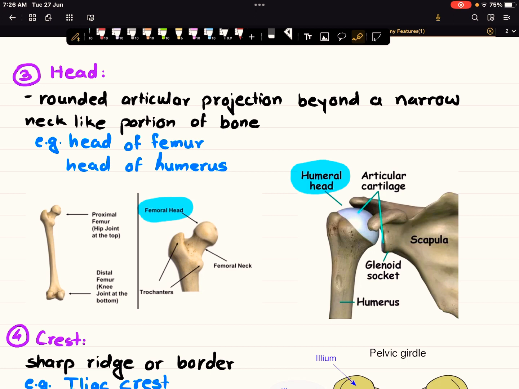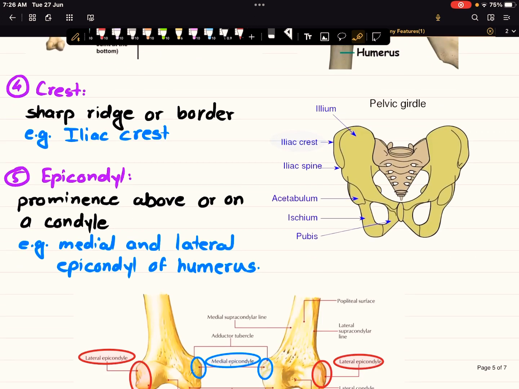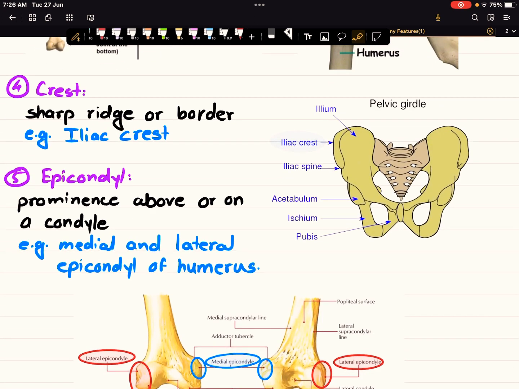So head is nothing but a rounded articular projection beyond a narrow neck-like portion of the bone. Again, the examples are head of femur and head of humerus. Now coming towards the crest. Crest is a sharp ridge or border. So this part here is nothing but a sharp ridge or border-like structure called the iliac crest. So this is another example of crest.